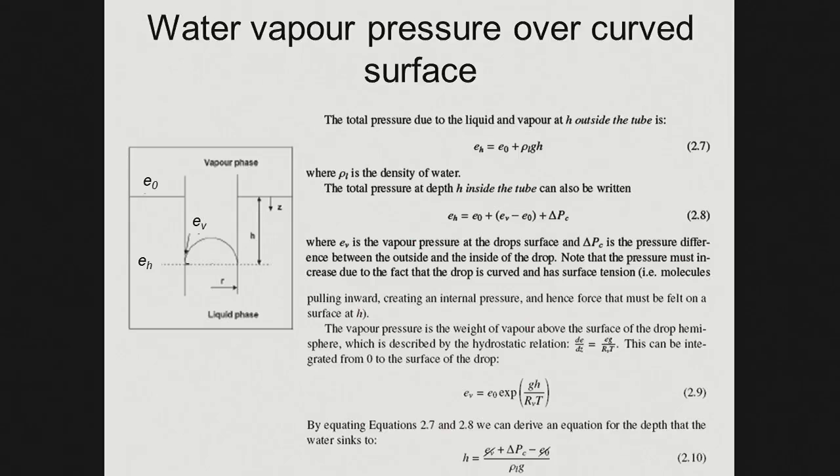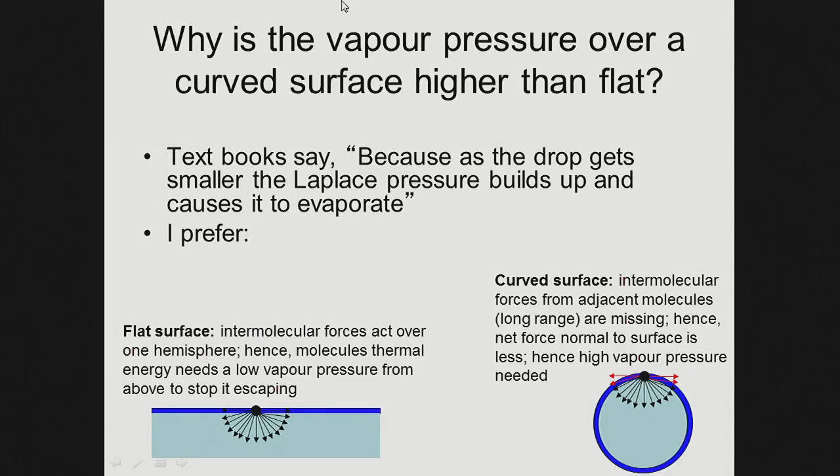So why is the vapor pressure over a curved surface higher than a flat surface? The textbooks say, because as the drop gets smaller, the Laplace pressure builds up and causes it to evaporate. Well, I prefer this explanation. If you think about a flat surface, so this is water below here, this is the surface. If you think about a single water molecule on the surface there, it experiences intermolecular forces with all of its neighbours, and it's a long-range force too. So not just its direct neighbour, but all of its neighbours within the vicinity. And if you think about the forces that influence it, you've got forces coming down, you've got forces along here. So there's a net force pulling it in, okay?